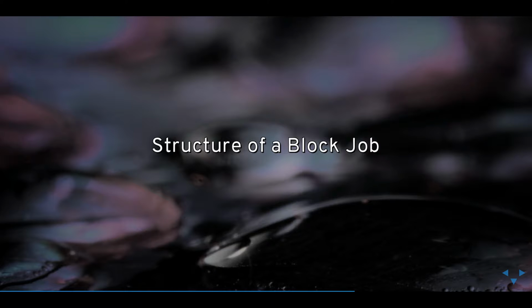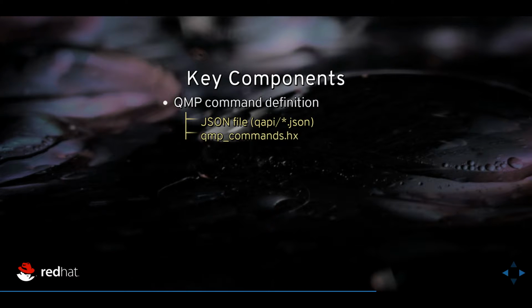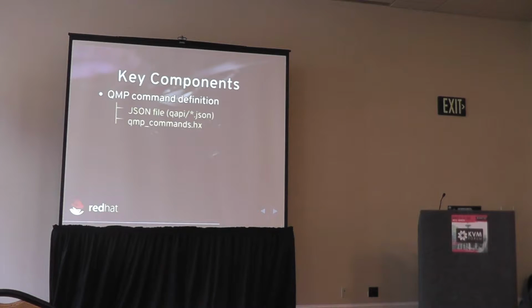So if we look at the structure of a block job, we have some key components. I'll try to speed it up here; we're running out of time. Block jobs are defined by a QMP command definition that's present in a JSON QAPI file, and also in the QMP commands.hx files. Between these two, this defines the auto-generated code that QEMU creates for marshaling of the data, and also where that points to the QMP handler functionality.